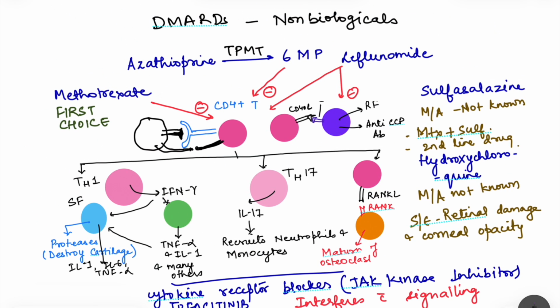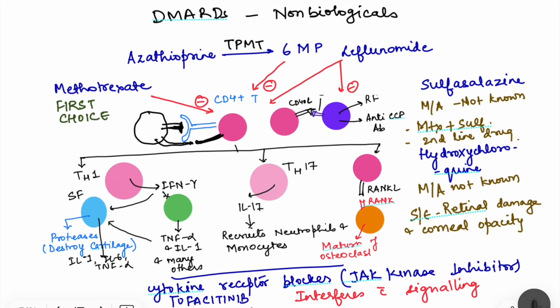Then moving on to the next drugs, that is the non-biologicals or the synthetic DMARDs. We have conventional synthetic DMARDs, and we have the newer synthetic DMARDs. Conventional synthetic include 5 main drugs which we will talk about, that is methotrexate, azathioprine, leflunomide, sulfasalazine and hydroxychloroquine, and then we have the newer drug, that is the JAK kinase inhibitors, that is the cytokine receptor blockers. Basically these are not receptor blockers, these are signaling blockers. Okay, signaling blockers.